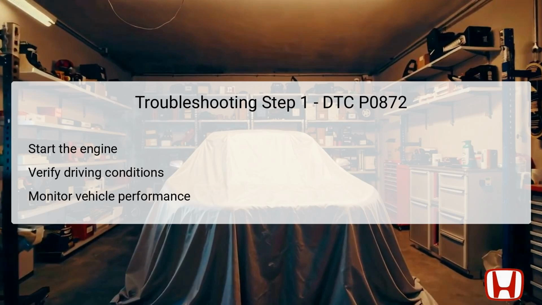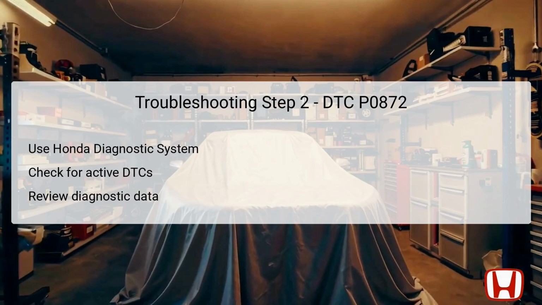During this process, pay close attention to any irregularities in transmission behavior, including shifts that feel harsh or do not engage properly. Observing and documenting these conditions provides valuable information for further diagnostics regarding the state of the transmission and the pressure switch. The second troubleshooting step requires utilizing the Honda Diagnostic System, HDS, to check for any active DTCs.